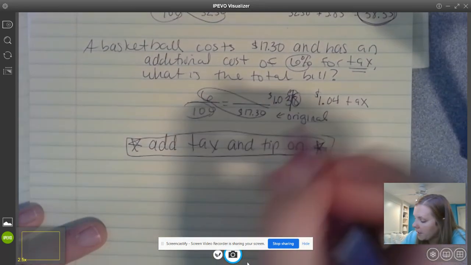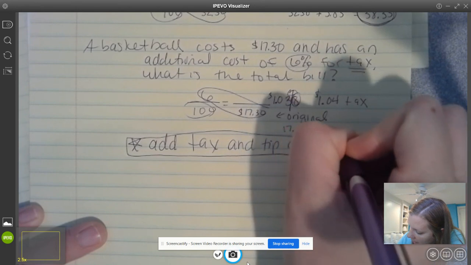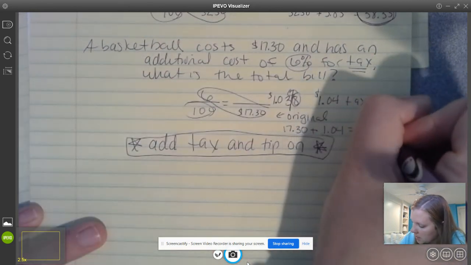That's not the whole price. You have to do then the price of the item plus the tax to find the total bill. So 1.04 plus 17.30 gives me 18.34.